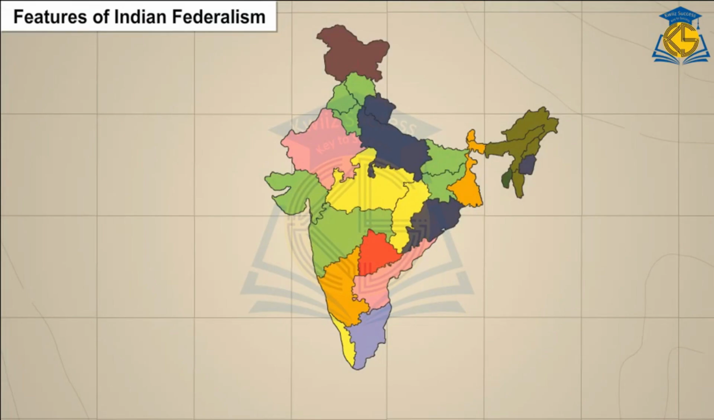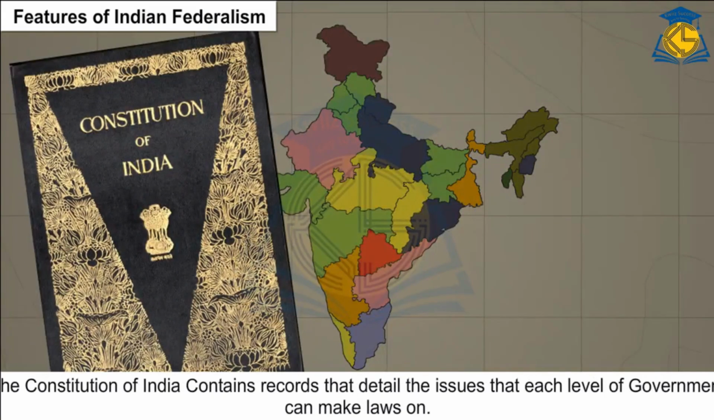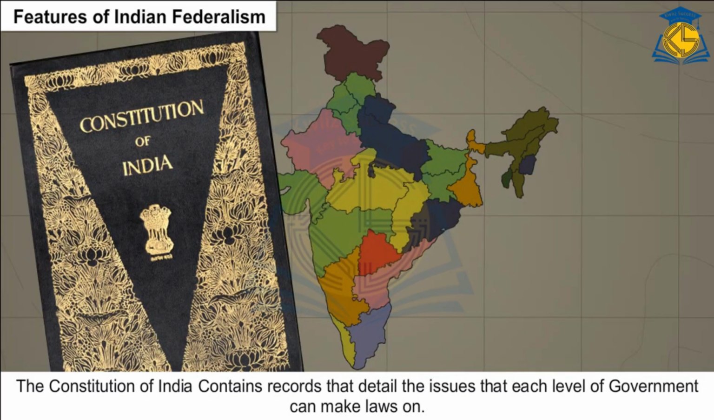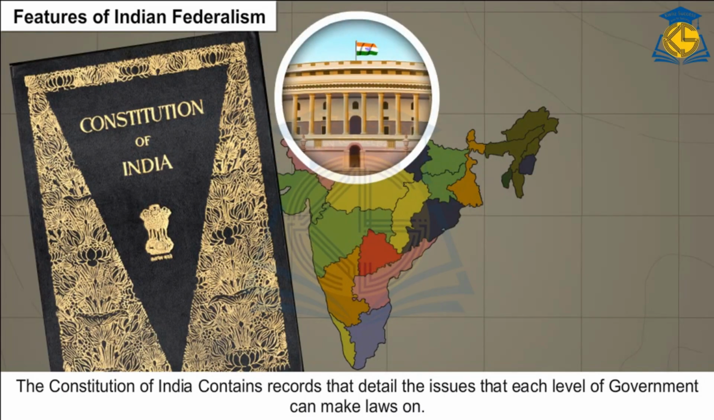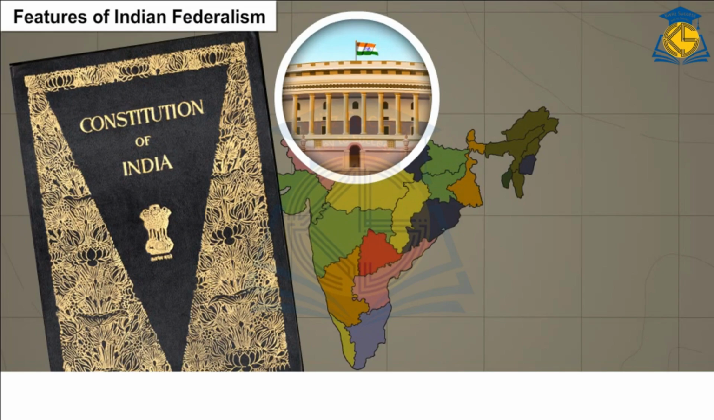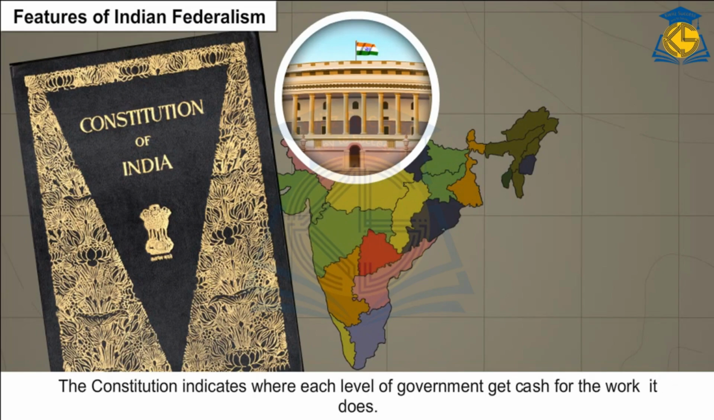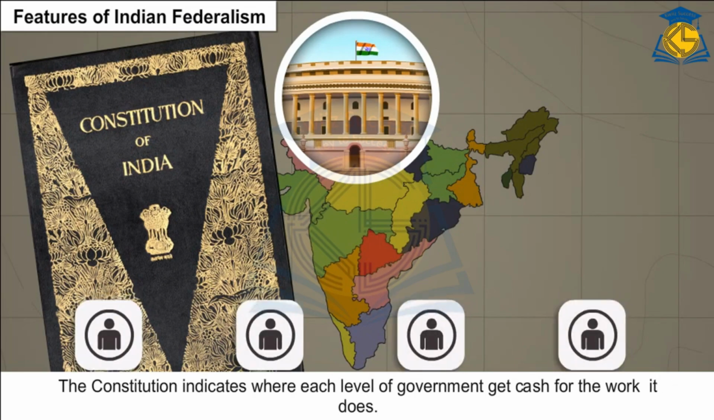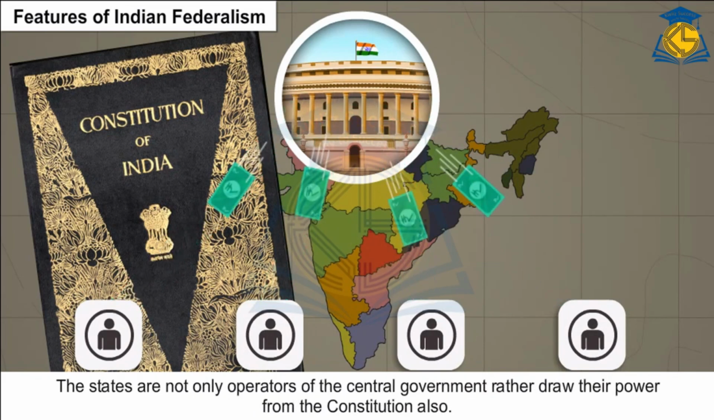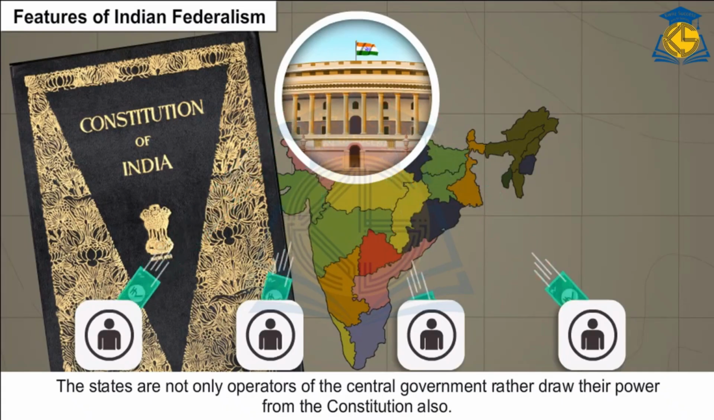Features of Indian federalism. The Constitution of India contains records that detail the issues that each level of government can make laws on. The Constitution indicates where each level of government gets the cash for the work it does. The states are not only operators of the central government, rather draw their power from the Constitution also.